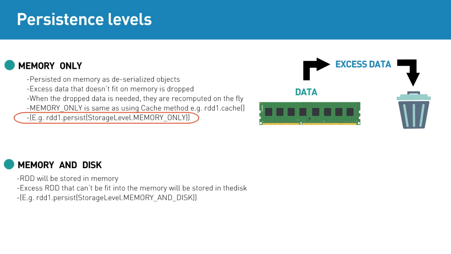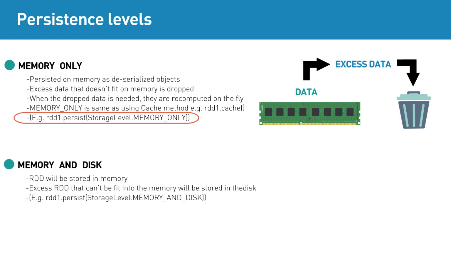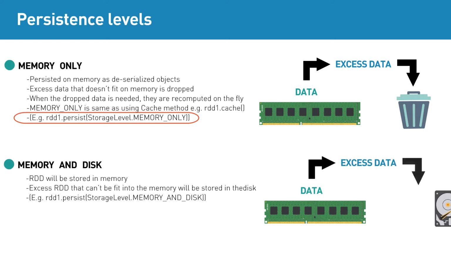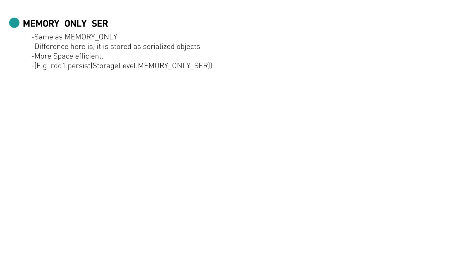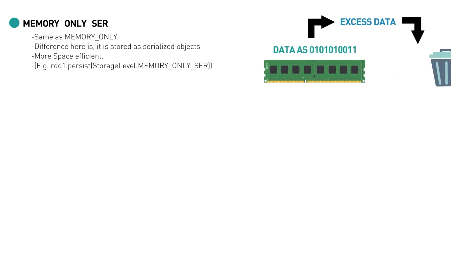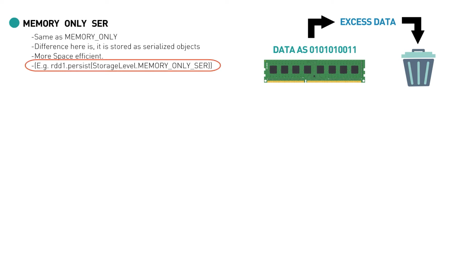2. Memory and disk. An RDD can be persisted on memory and disk, which means the RDD will be stored in memory and the excess RDD that can't fit into the memory will be stored on the disk. 3. Memory only SER. This is very much like the memory only option. It can be stored in memory, but as serialized objects. This is generally more space-efficient than deserialized objects. For example, rdd.persist(StorageLevel.MEMORY_ONLY_SER).